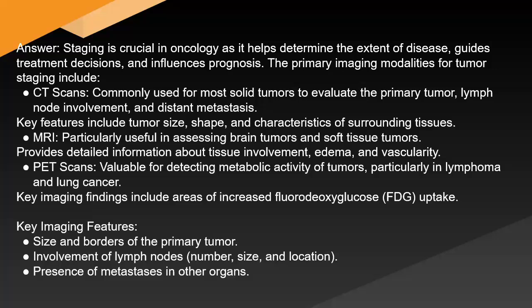The primary imaging modalities for tumor staging include CT scans, commonly used for most solid tumors to evaluate the primary tumor, lymph node involvement, and distant metastases. Key features include tumor size, shape, and characteristics of surrounding tissues. MRI, particularly useful in assessing brain tumors and soft tissue tumors, provides detailed information about tissue involvement, edema, and vascularity.